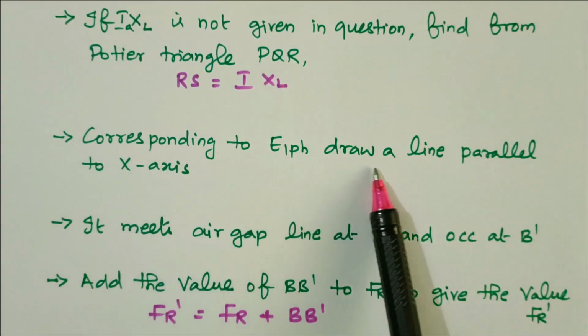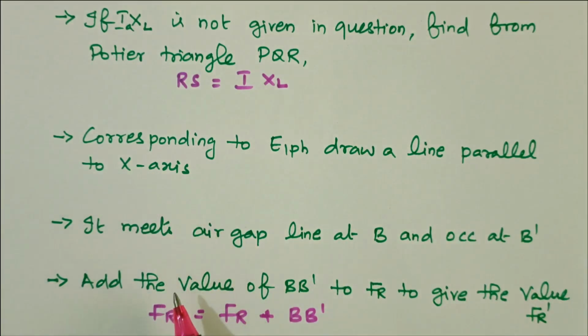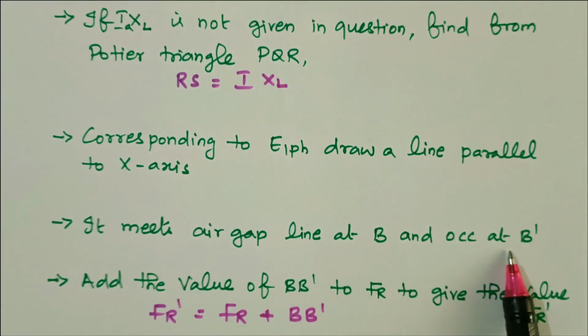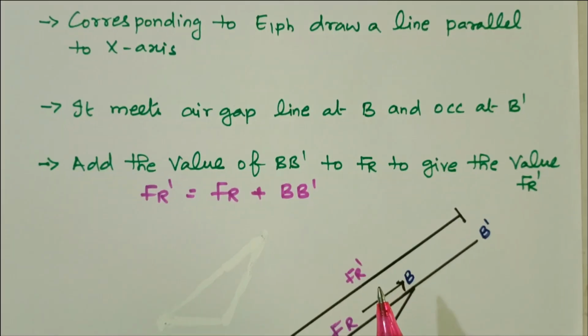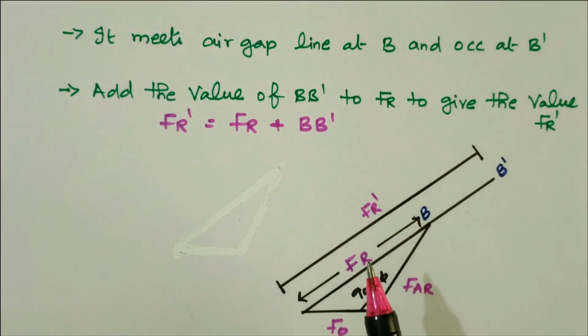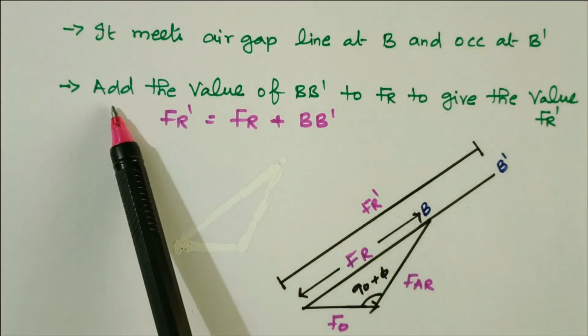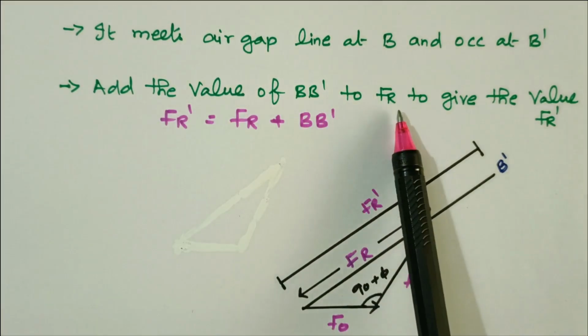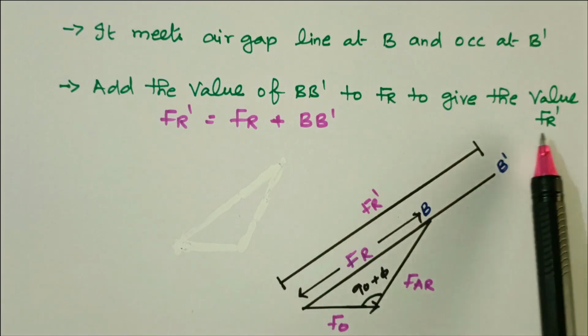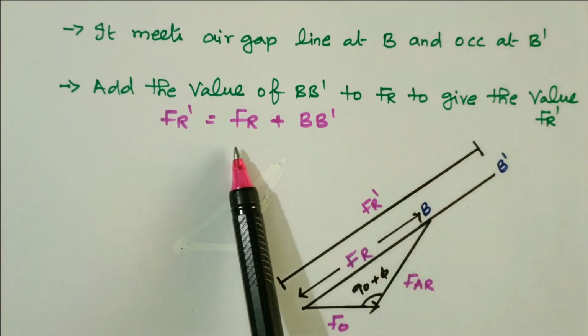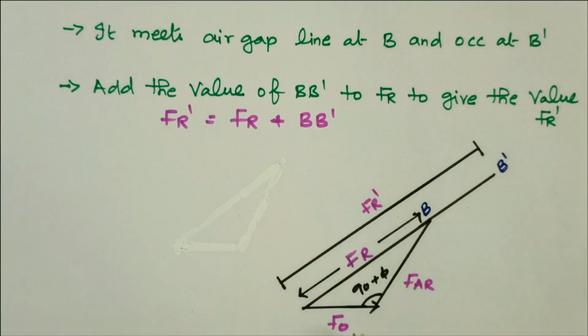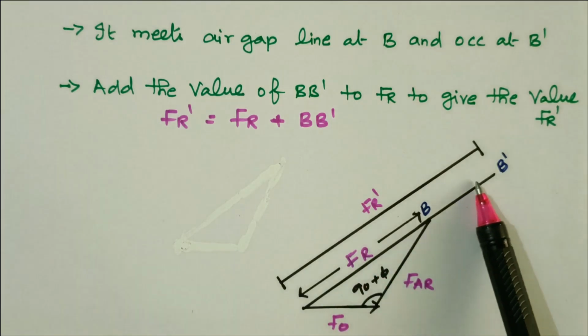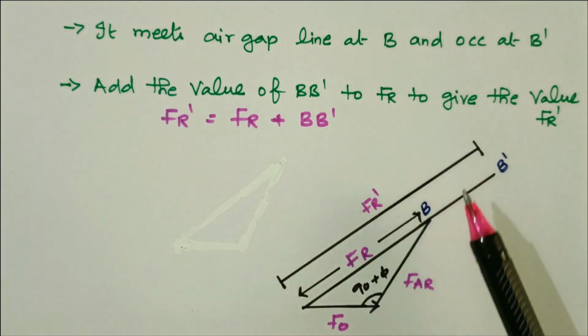Corresponding to E1 phase, draw the line parallel to the x-axis. It meets the air gap line at B and the OCC curve at B dash. So we got the point B dash. Add the value of B dash to FR, that will give FR dash. So FR dash equal to FR plus B dash. In this diagram, F0 and FAR, the vector sum of these two is FR. By adding B dash, we will get FR dash.